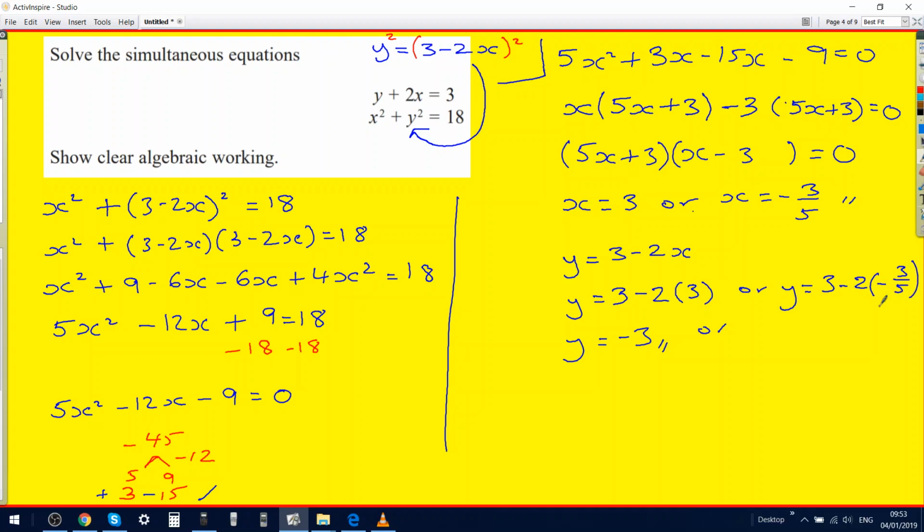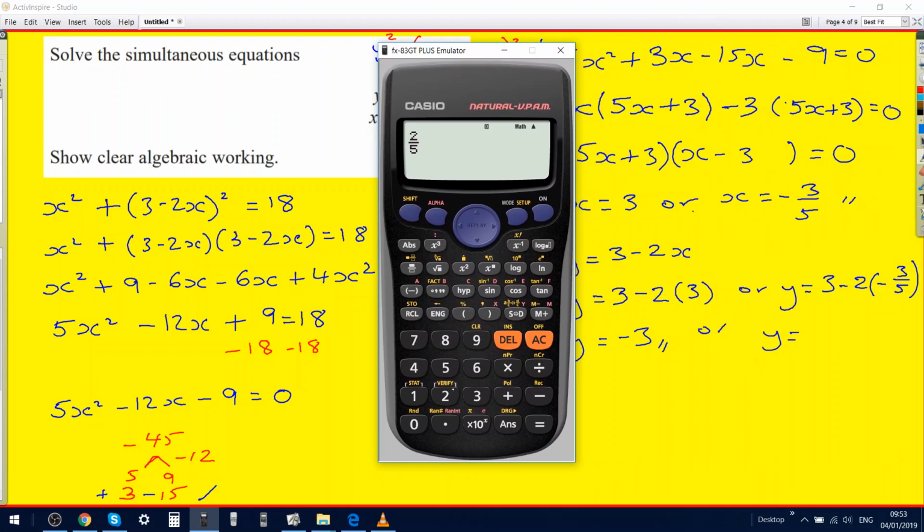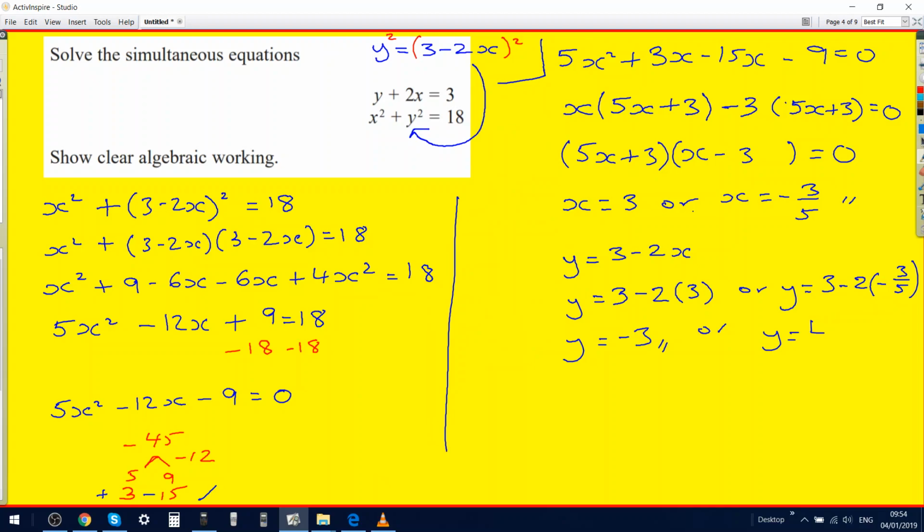Yeah, I'll just put it in your calculator. Oh, there you go. 21 over 5 or 4.2. I'll do 21 over 5. That's it. Okay, any questions there?